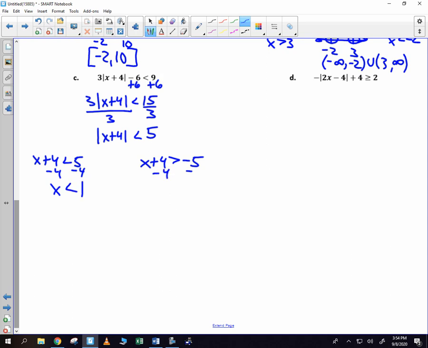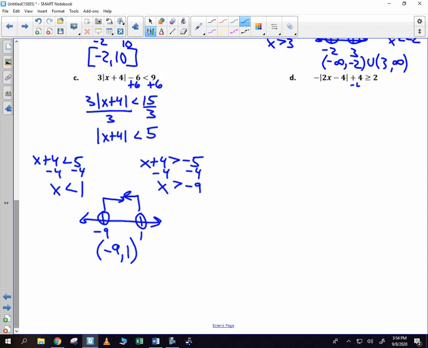Subtract 4, x is less than 1. Subtract 4, x is greater than negative 9. So you can see as you plot these, plot my negative 9, plot my 1, open circles on each, greater than negative 9, less than 1. So you can see it's a conjunction. They come together. So you knew your solution was going to look like this. Tells you ahead of time.